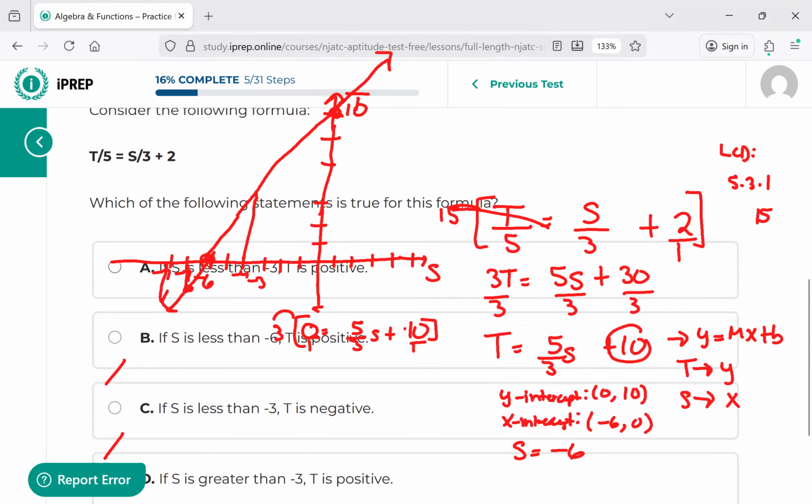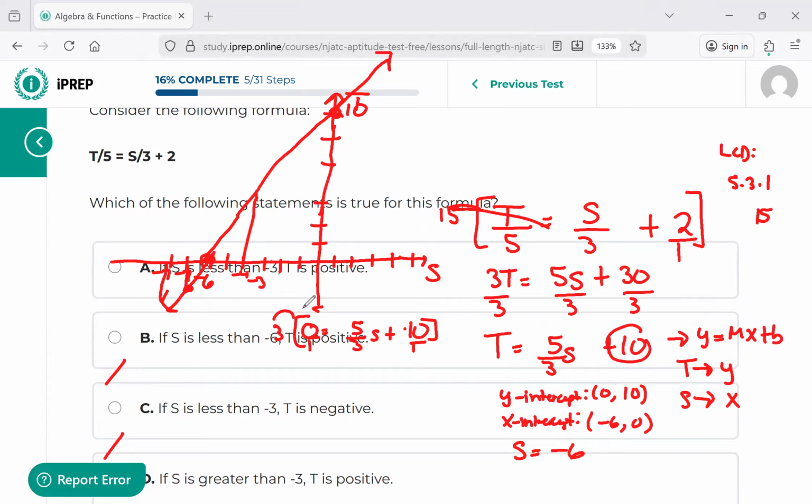Let's try C. C says if s is less than -3, here's -3, so maybe we can use -4, t is negative. That's not always true. So here's a number less than -3. Let's try -4. Yes, the t is positive. But if you go smaller than -3, for example -7, it's negative. So that's why it's not C.